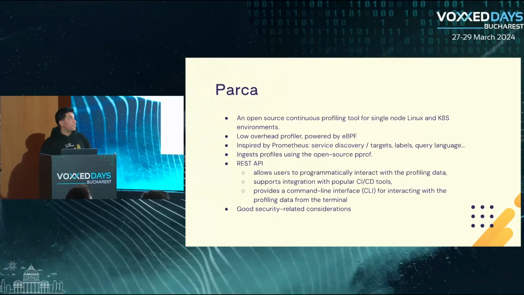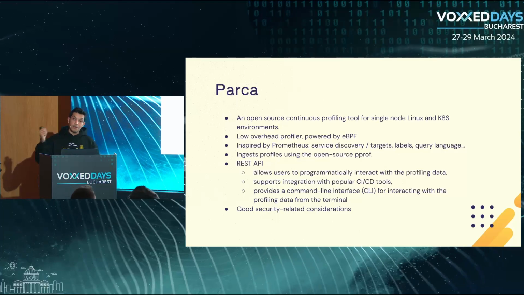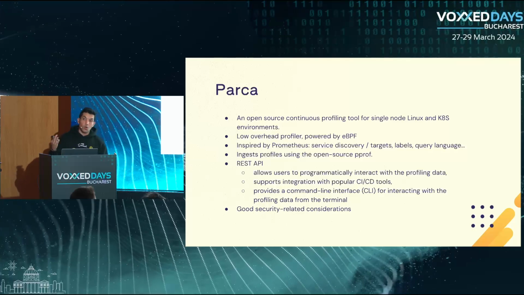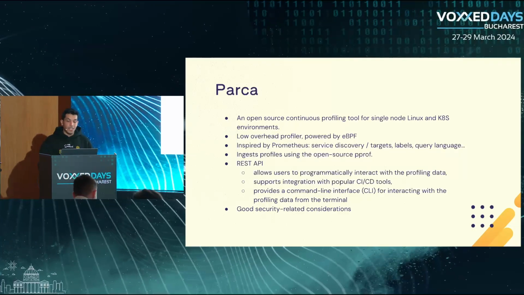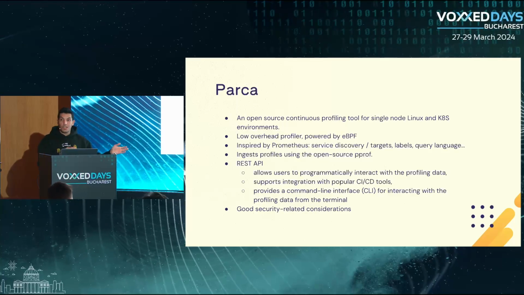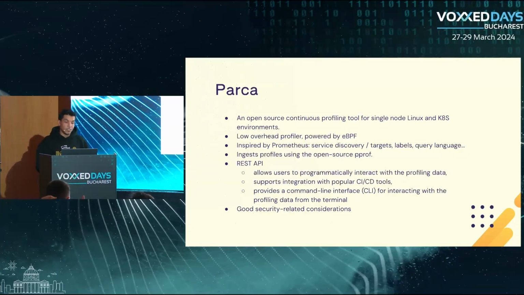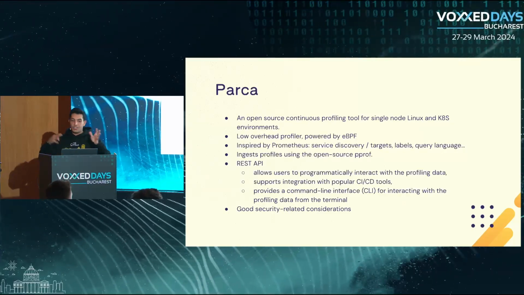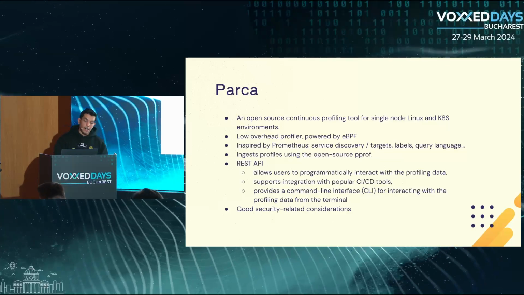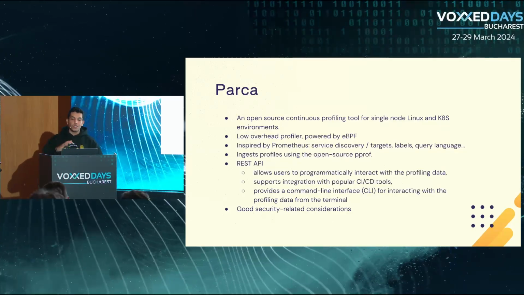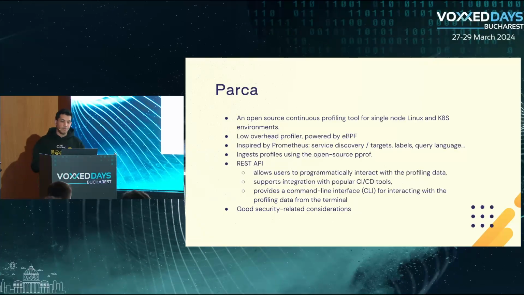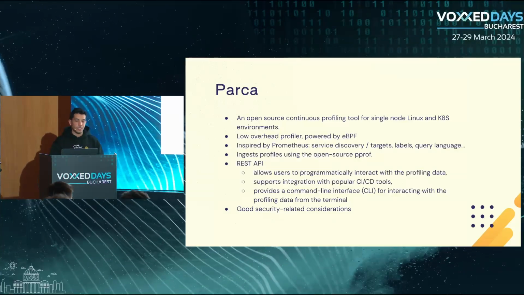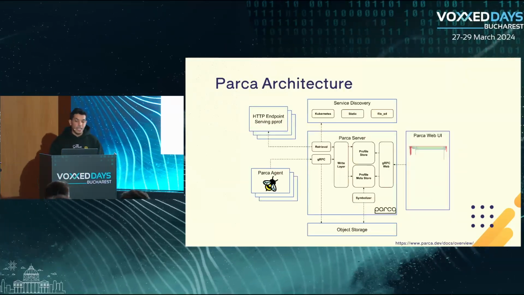Parca is eBPF based. It can be run on a Linux node or in a Kubernetes environment. It has low overhead thanks to eBPF. Its architecture is very inspired by Prometheus, and we will get to that in a minute. And it has a REST API, which makes it really cool to interact with either your application, your CI/CD tools, your monitoring tools, and so on. And it has good security-related considerations. It's an open community. Everything they do is available and open, and they have security in mind.